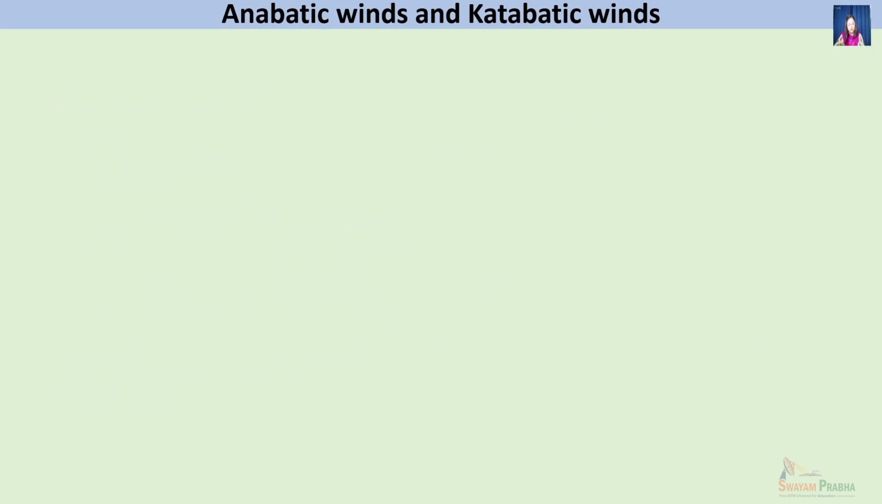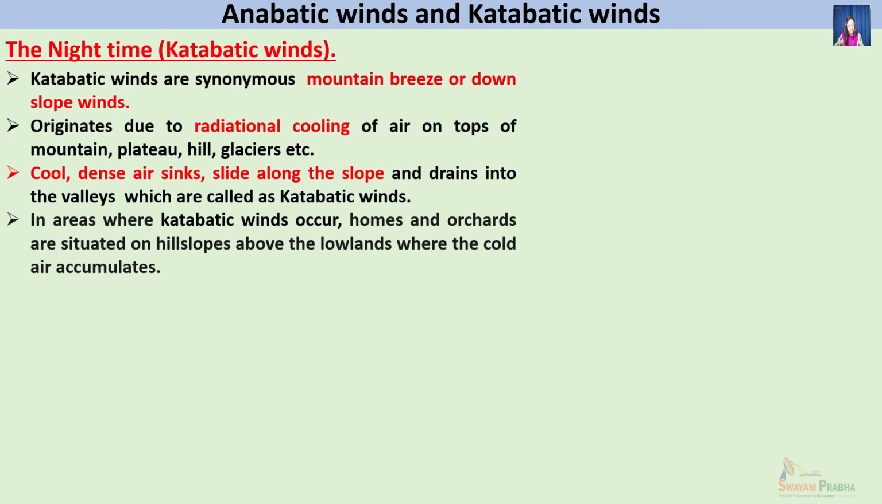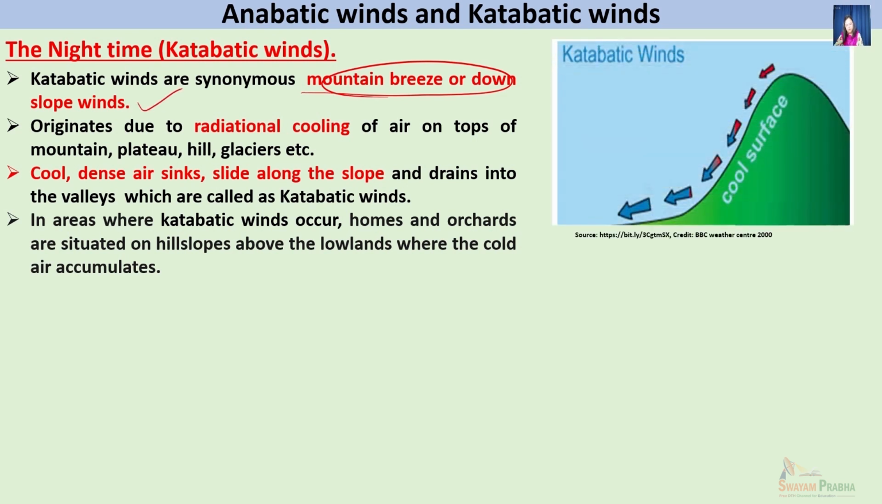Now, opposite to anabatic winds, we have katabatic winds during the night time. Katabatic winds are more or less similar to the mountain breeze or downslope winds. These winds primarily originate due to radiational cooling of air on top of mountain, plateau, hill, glacier areas. Because the mountain tops cool down comparatively faster than the valley regions, the mountain tops become areas of high pressure, and the valley regions remain comparatively areas of low pressure.